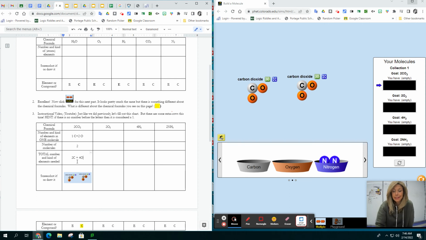Okay, when we get good at this and we practice a lot at it, we can just multiply. So we know that there's only a 1 after the C. Well, what's 2 times 1? 2. So I know I'm going to need 2 carbons. How many oxygens in the molecule? 2. Well, what's 2, the big 2, times the little 2? 4. So I know that I'm going to need 4 oxygens.